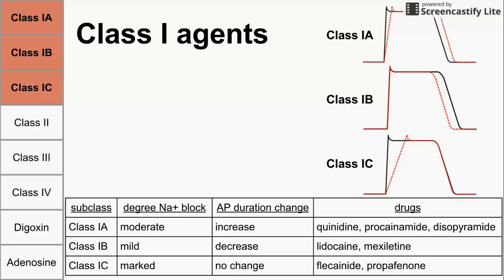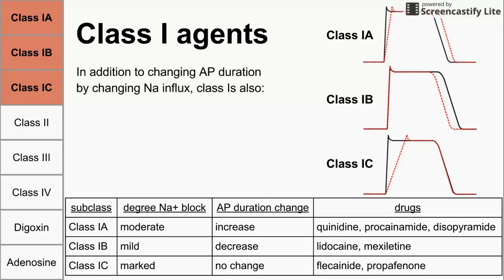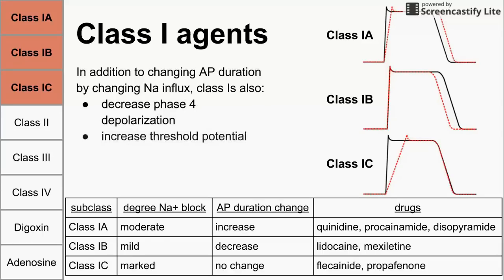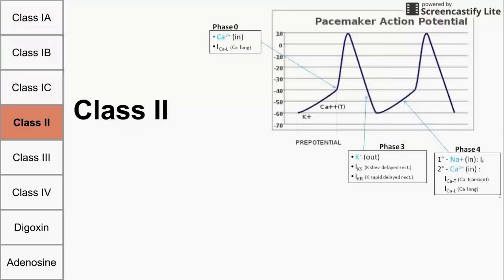Now remember that the upswing of that action potential shown in the top right is due to sodium coming into the cell. So that's why we see a difference in slope during that upswing in those graphs shown at the top right. In general, class 1 agents change action potential by changing sodium influx, as we said. They also decrease phase 4 depolarization, and they increase the threshold potential. So they make it easier to reach threshold to depolarize the cells.